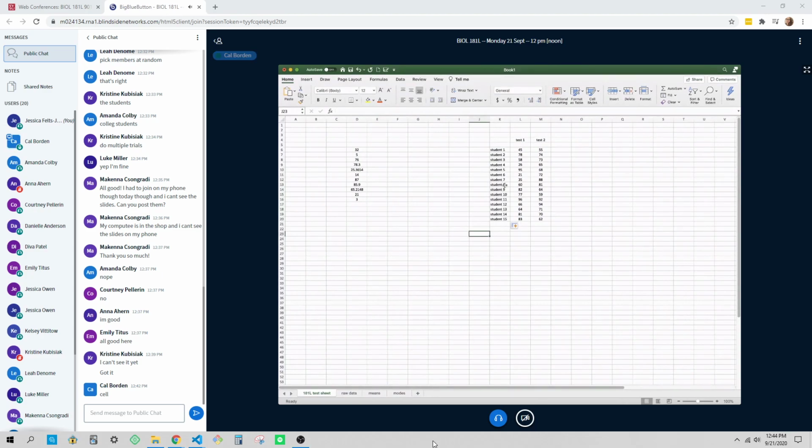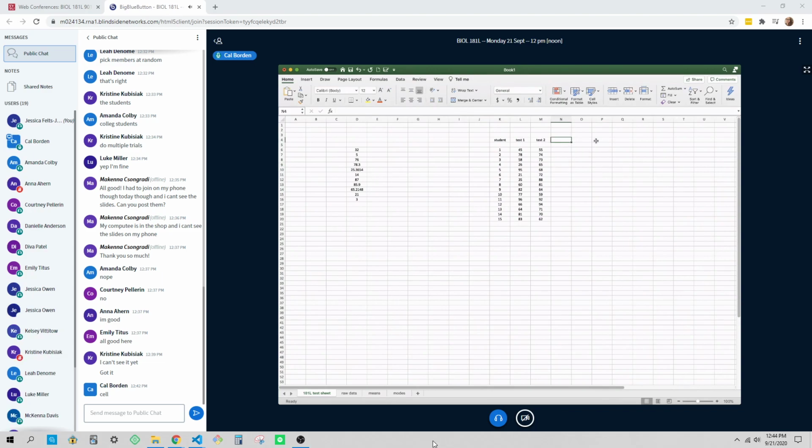Okay. Likewise, I could have put student here and just made this a 1 and a 2. And if I do the same thing, bingo. All right. So these little tricks can make your life easier.